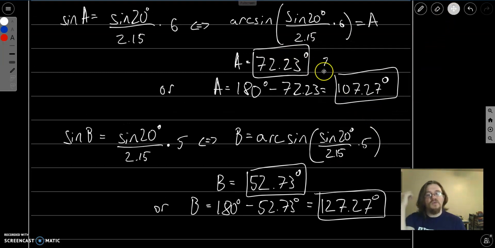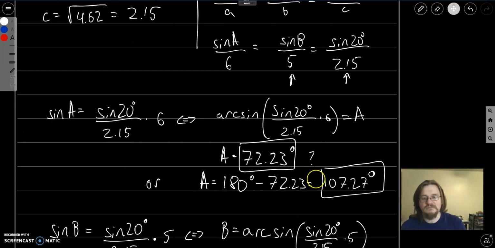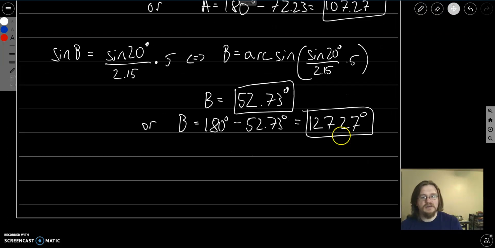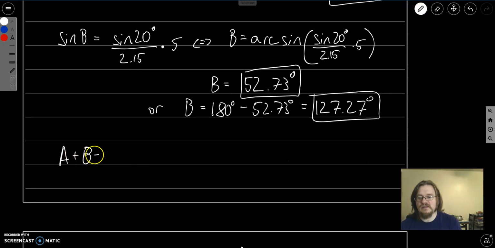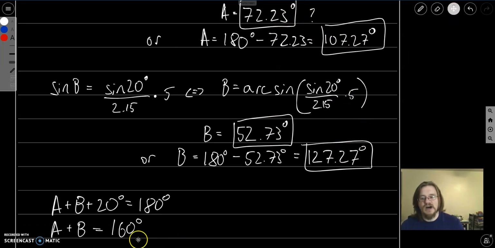Okay, so the question is, what combination of these guys is going to be correct? Is A going to be an acute angle, or is it going to be obtuse? Is B going to be an acute angle, or is it going to be obtuse? So if we come back up here, we have three angles in the triangle, and they should add up to 180 degrees, right? So A plus B plus 20 degrees should be 180. And if we look closely, you will notice the following thing. If we want A plus B plus 20 to equal 180, we want A plus B to be equal to 160 degrees, just taking the 20 away. So what we need is a combination of two of these guys to add up to 160 degrees.